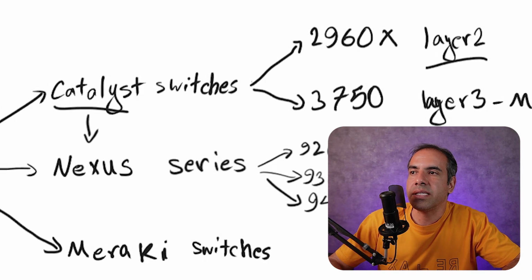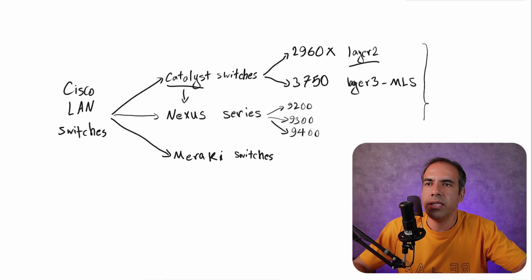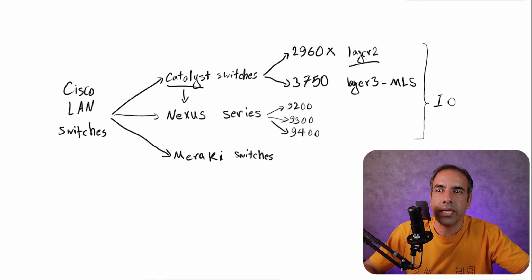And it's important to know this is mentioned in CCNA books. So Cisco says that you should prepare for the exam by practicing with this series, Catalyst switches. Both of these series support IOS, and the commands are common between them.